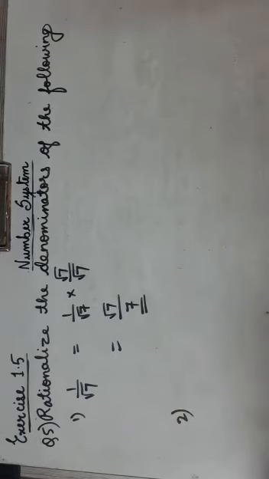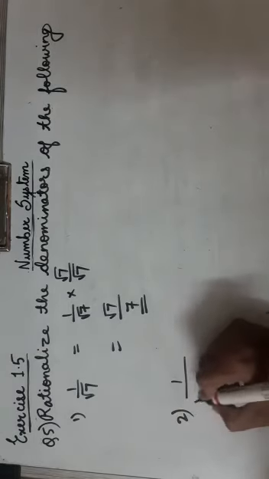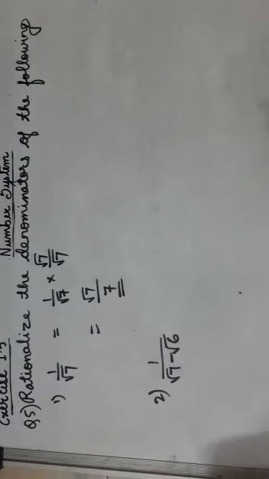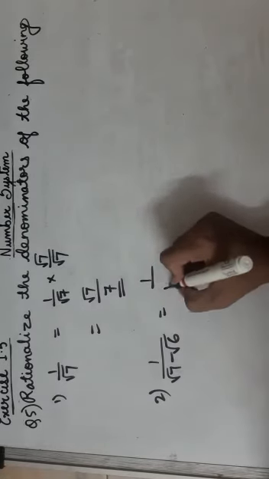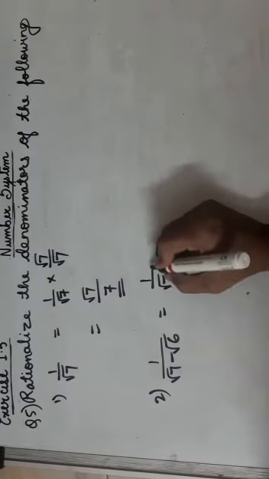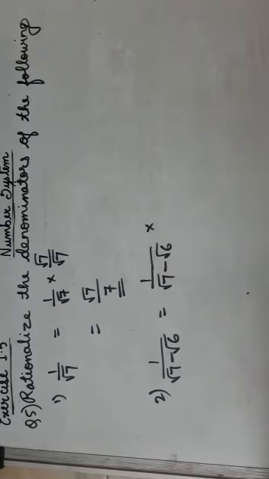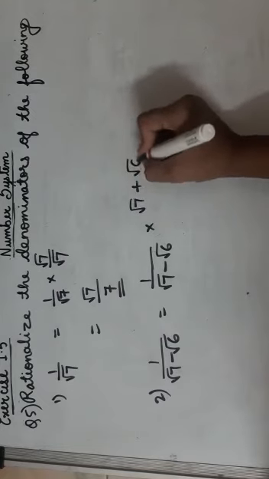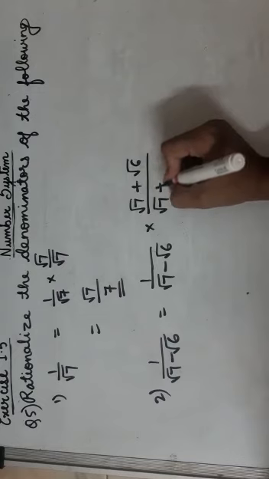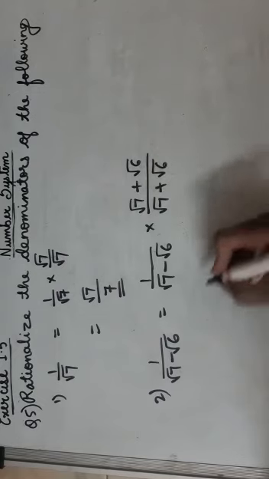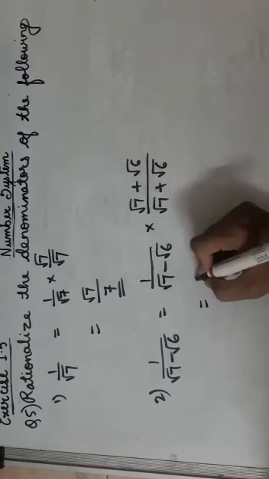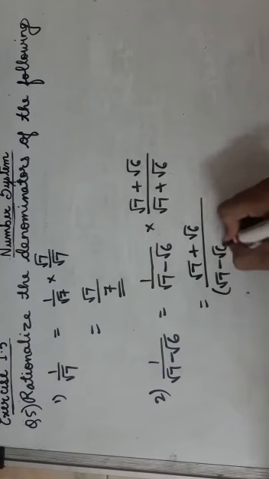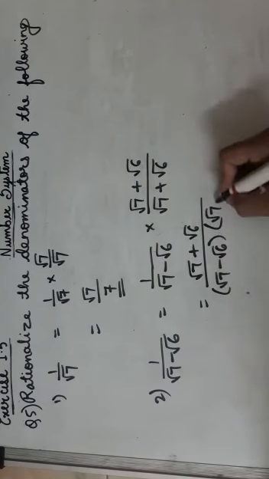Then your second question is 1 upon root 7 minus root 6. We have seen how to do this. Now we are going to multiply and divide with the same number but inverted sign. So root 7 plus root 6 upon root 7 plus root 6. This does not change the value. So 1 into root 7 plus root 6 will be root 7 plus root 6, and the denominator will be root 7 minus root 6 into root 7 plus root 6.